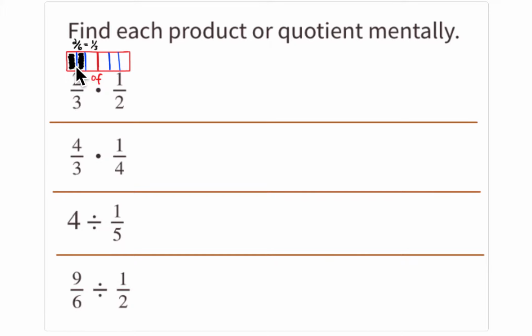This is 1/3 of the whole rectangle, 2/3 of the whole rectangle, these two pieces, and 3/3 of the whole rectangle, those two pieces. So 2/3 of 1/2 equals 1/3.